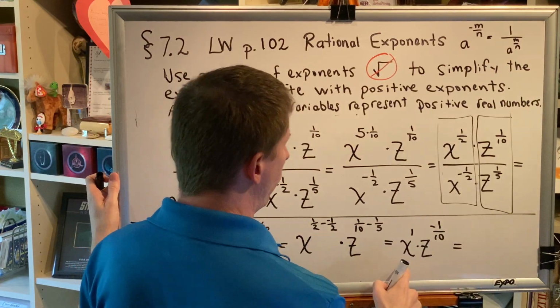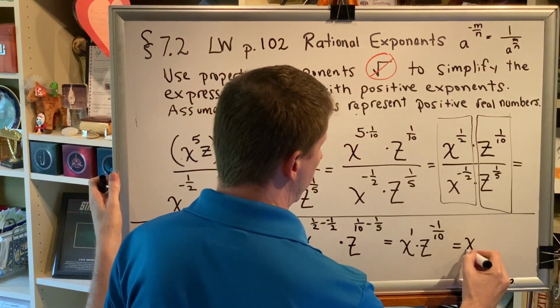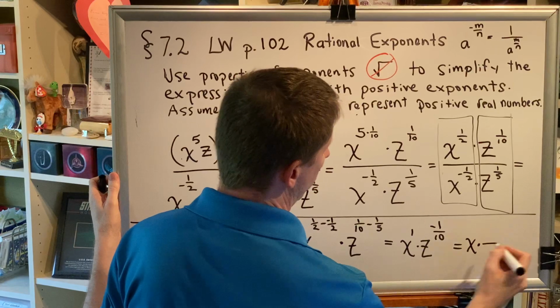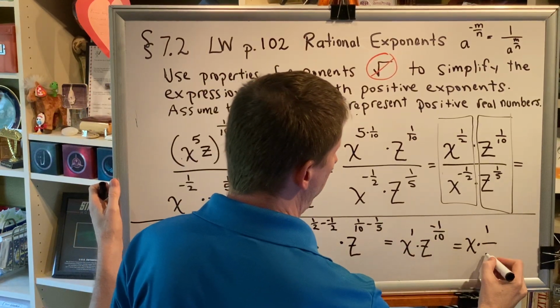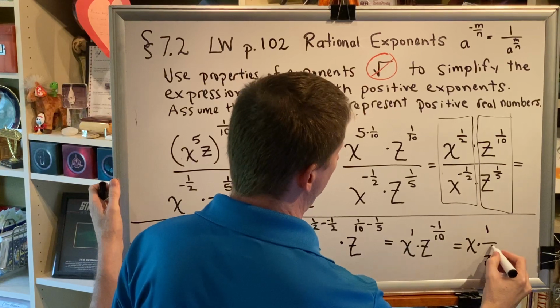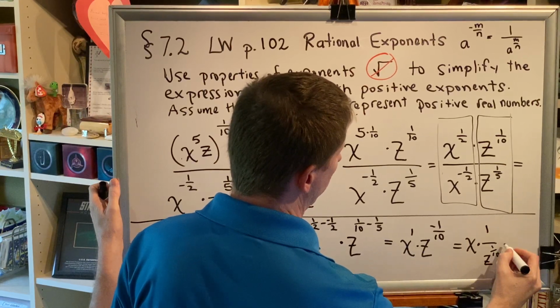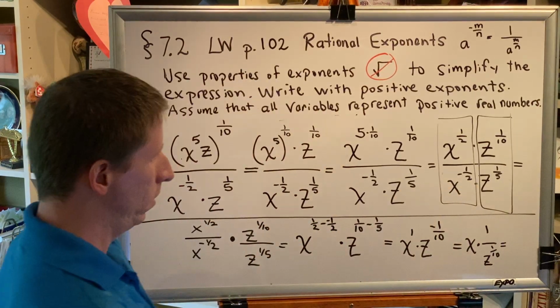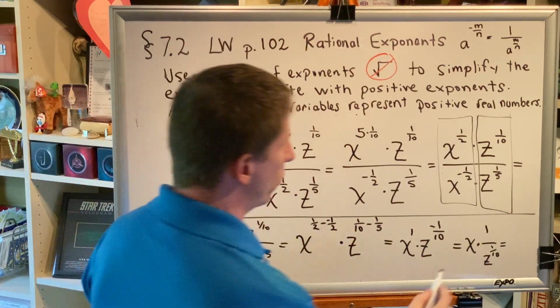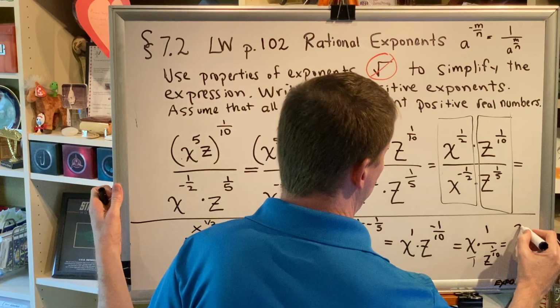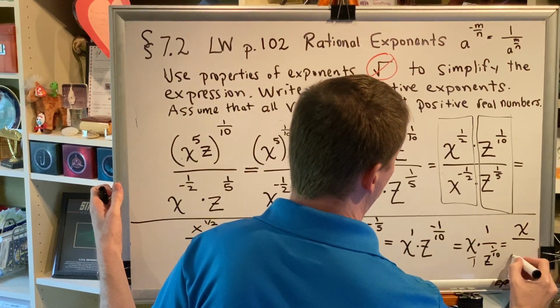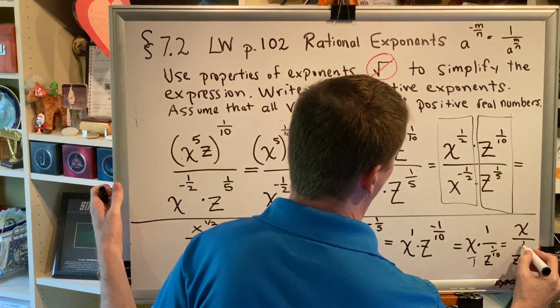Okay, so x over 1, that's just going to be x, times z to the negative 1/10, which we'll write as 1 over z to the positive 1/10. And now, if we treat this x as x over 1 and multiply across, we get our final answer, x over z to the 1/10 power.